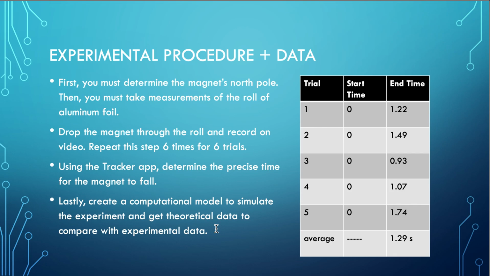So the procedure was that we first determined the magnet's north pole. Then you must take measurements of the roll of aluminum foil. Then drop the magnet through the roll and record on video, and repeat the step 6 times for 6 trials. And then using the Tracker app, determine the precise time for the magnet to fall. And lastly, we're going to create a computational model to simulate the experiment and get theoretical data to compare with the experimental data.